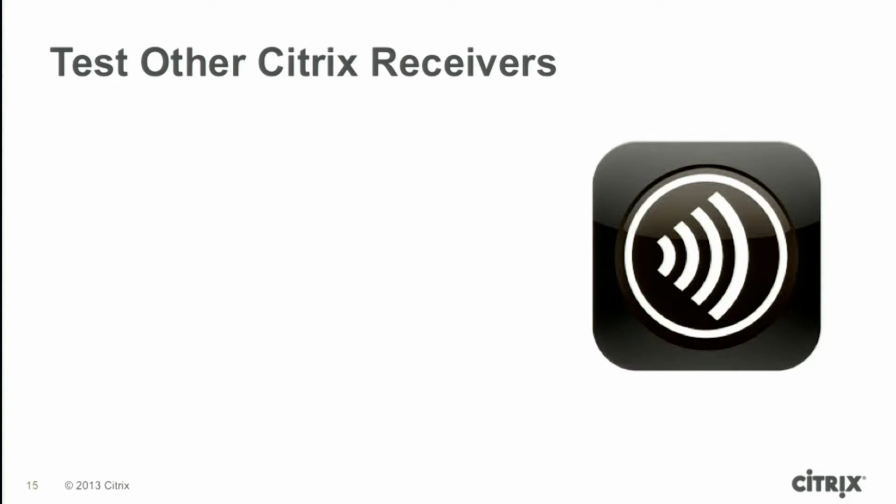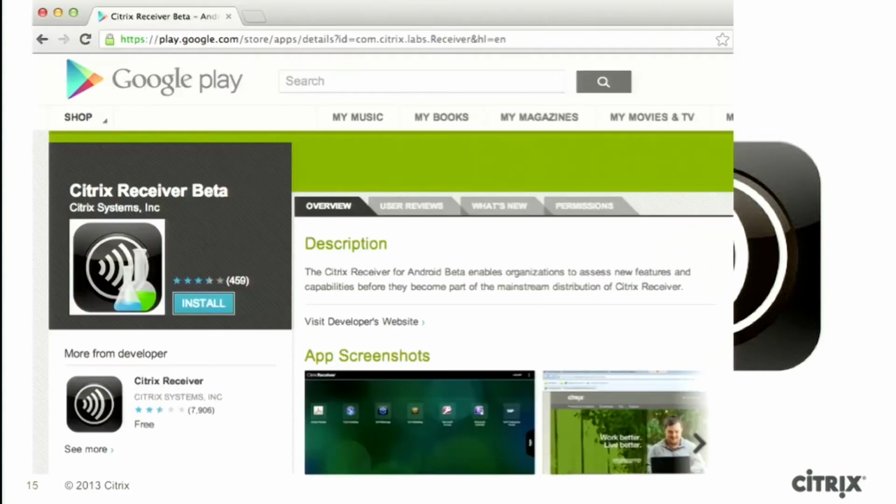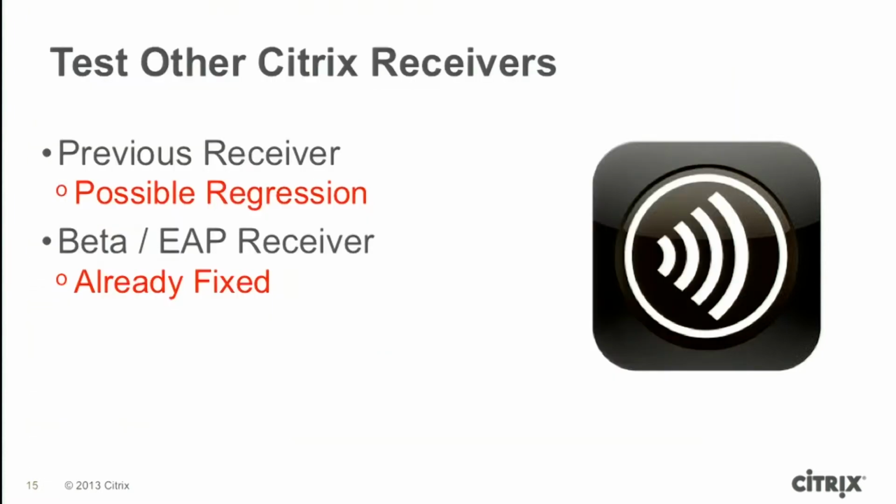Now, for client issues, you'll want to compare with other receivers. Did the issue occur with a previous receiver version? This may tell us that it's a possible regression. If available, does the issue occur with the beta of the receiver? Here you can see our beta for Android, and iOS has an early adopter program that you can subscribe to as well. A beta version might tell us that we've already resolved the issue.